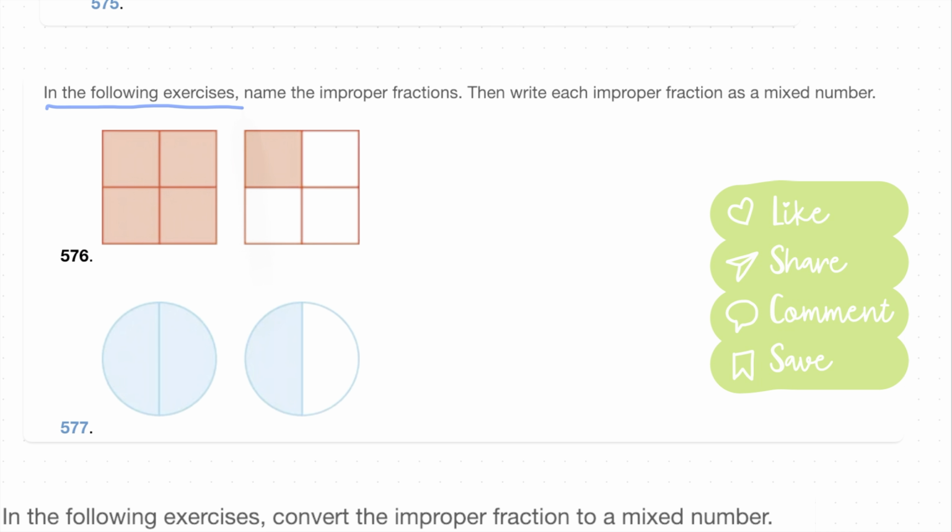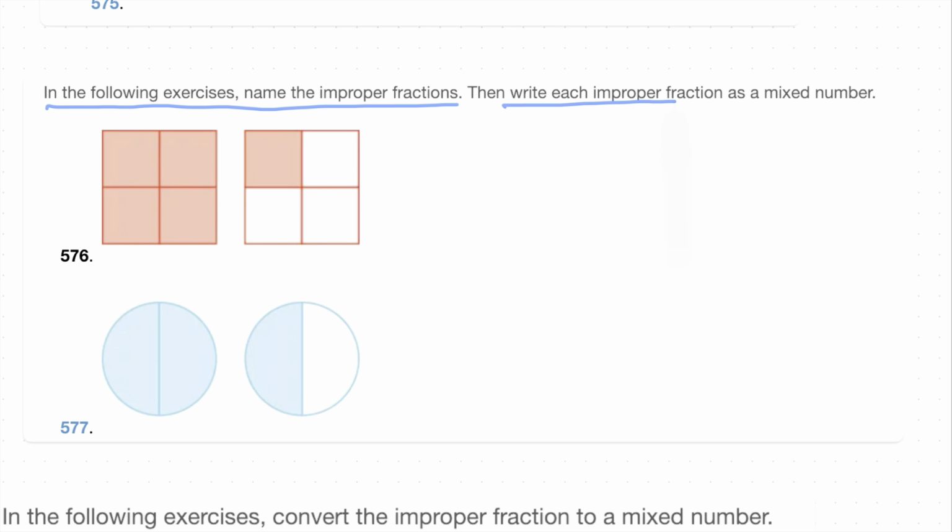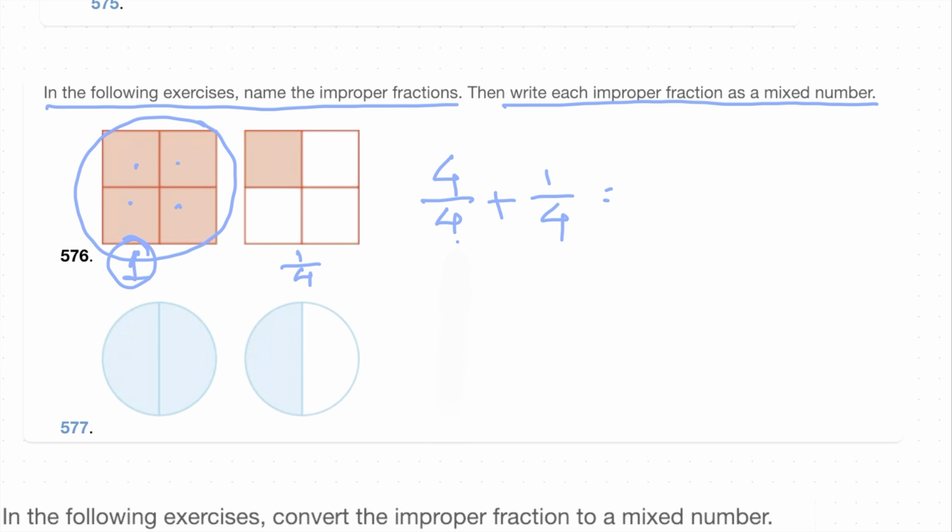In the following exercises, name the improper fractions, then write each improper fraction as a mixed number. So in this first diagram, although you see that there are 4 parts, all 4 are shaded. So 4 out of 4, that is, this is actually 1 whole which is completely shaded, and in the second part only 1 out of 4 is shaded. So it is actually 4 out of 4 plus 1 out of 4. As the denominators are the same, we write it as it is, and it becomes 5 out of 4.